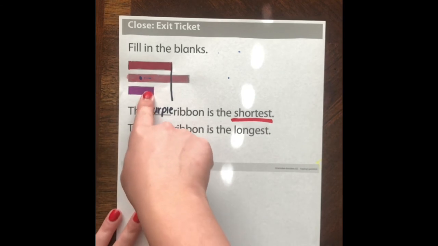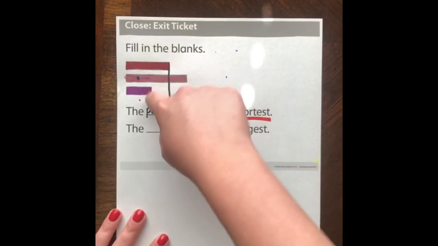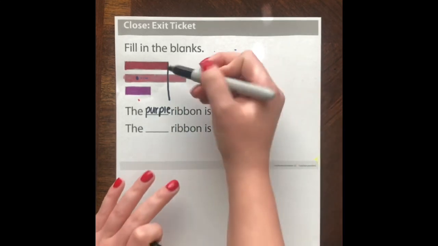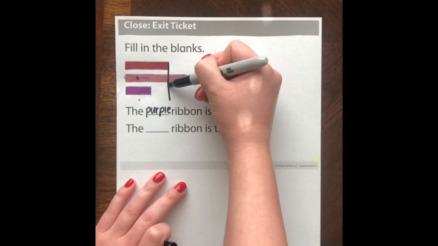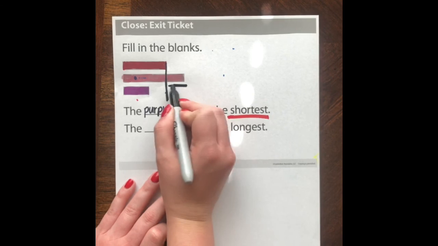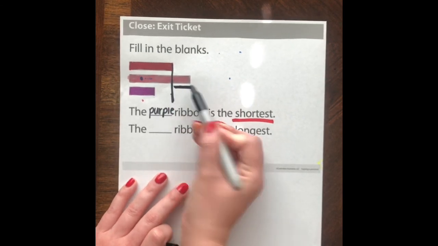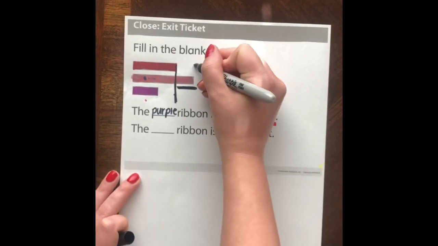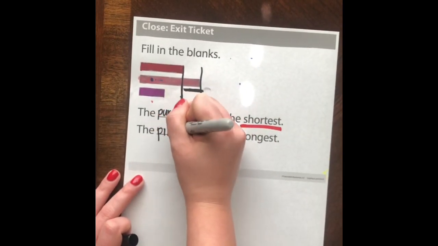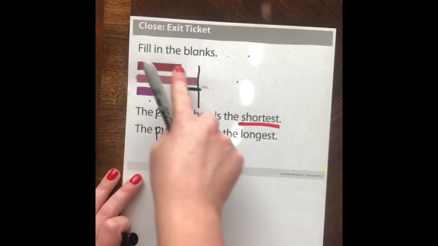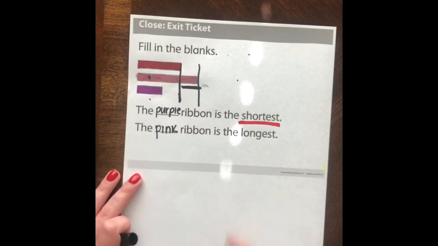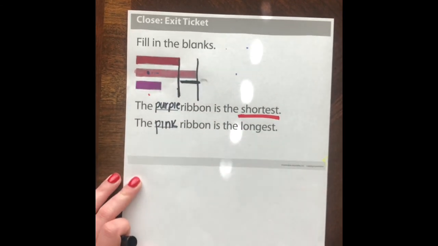We know the purple is the shortest, so we know that the red must be bigger than the purple. But what about our pink ribbon here? If the red ribbon goes to here, look at all this extra space that the pink ribbon has. Look at all this extra length that the pink ribbon has. The pink ribbon must be the longest. Does the red go out as far as the pink? No, our pink ribbon sticks out the farthest, so our pink ribbon is the longest.